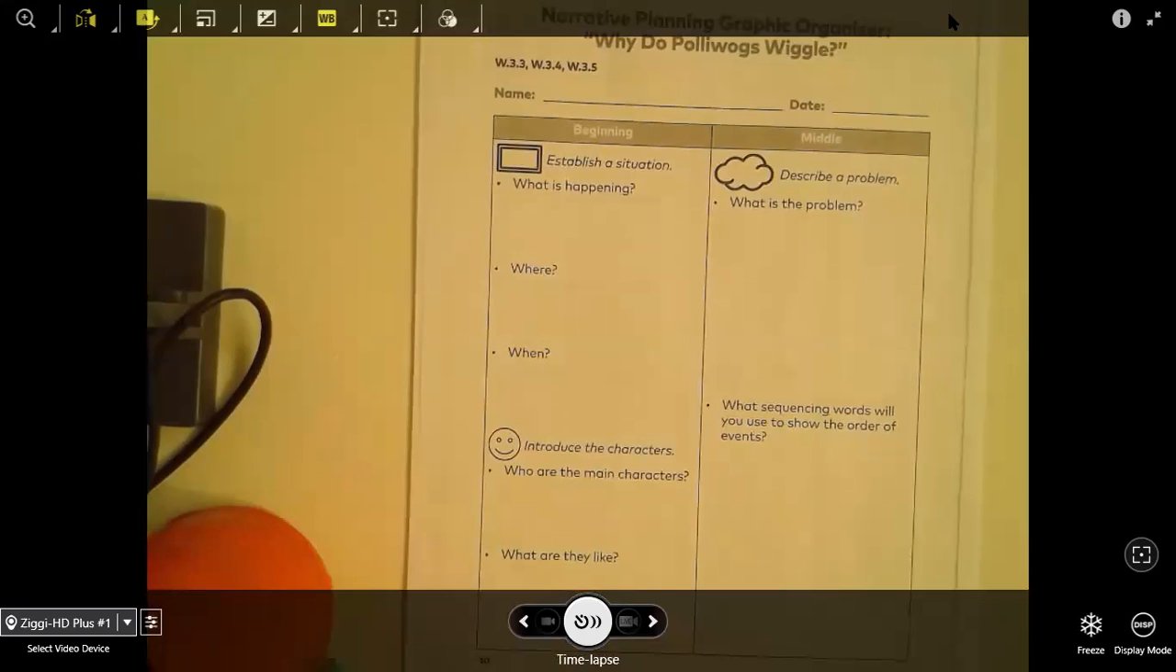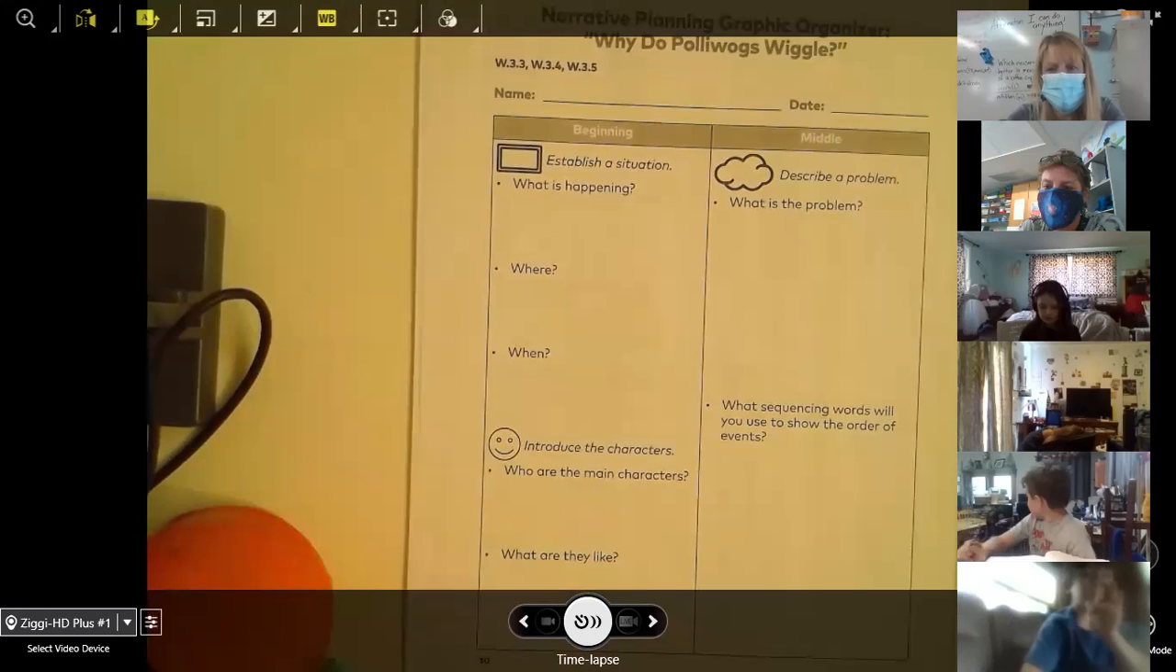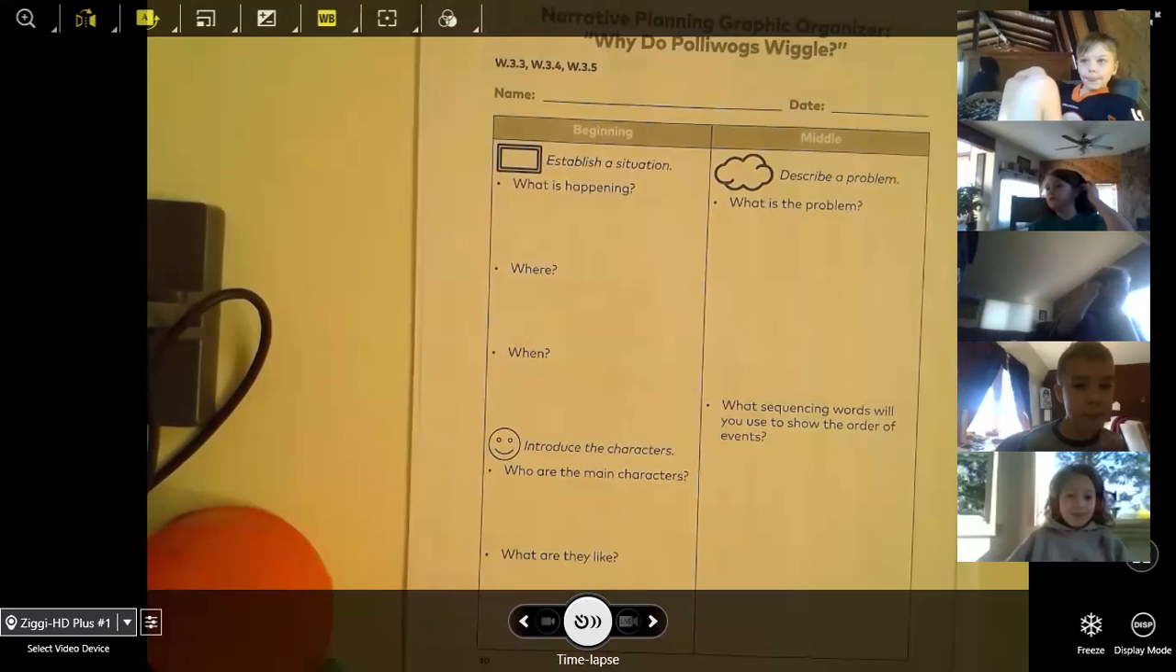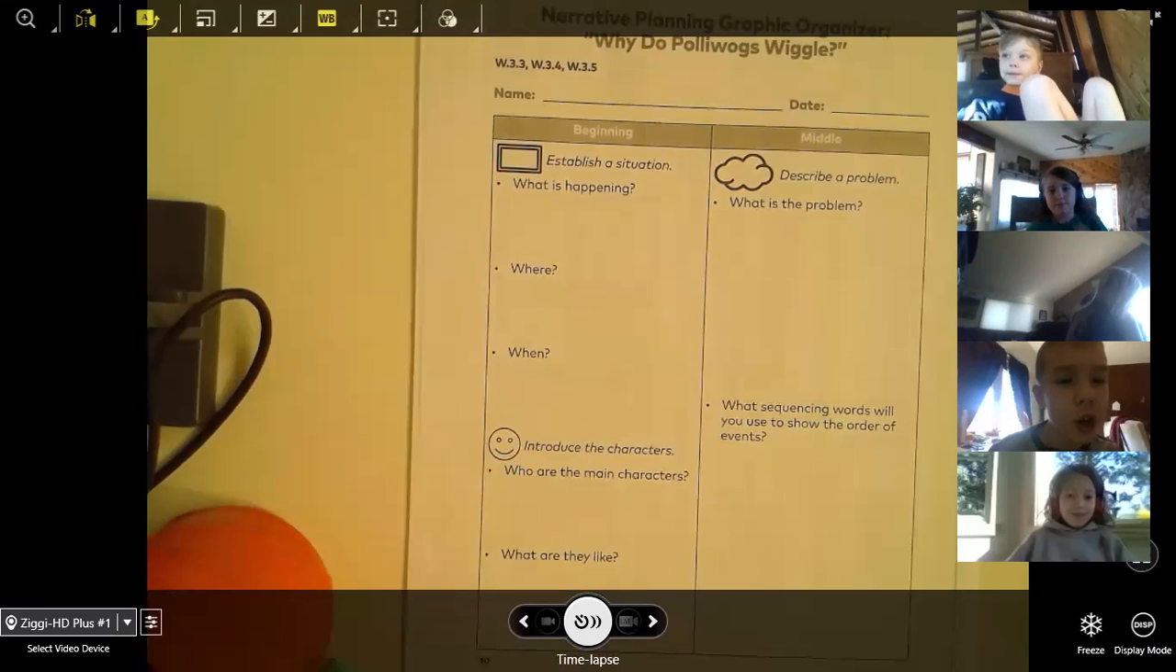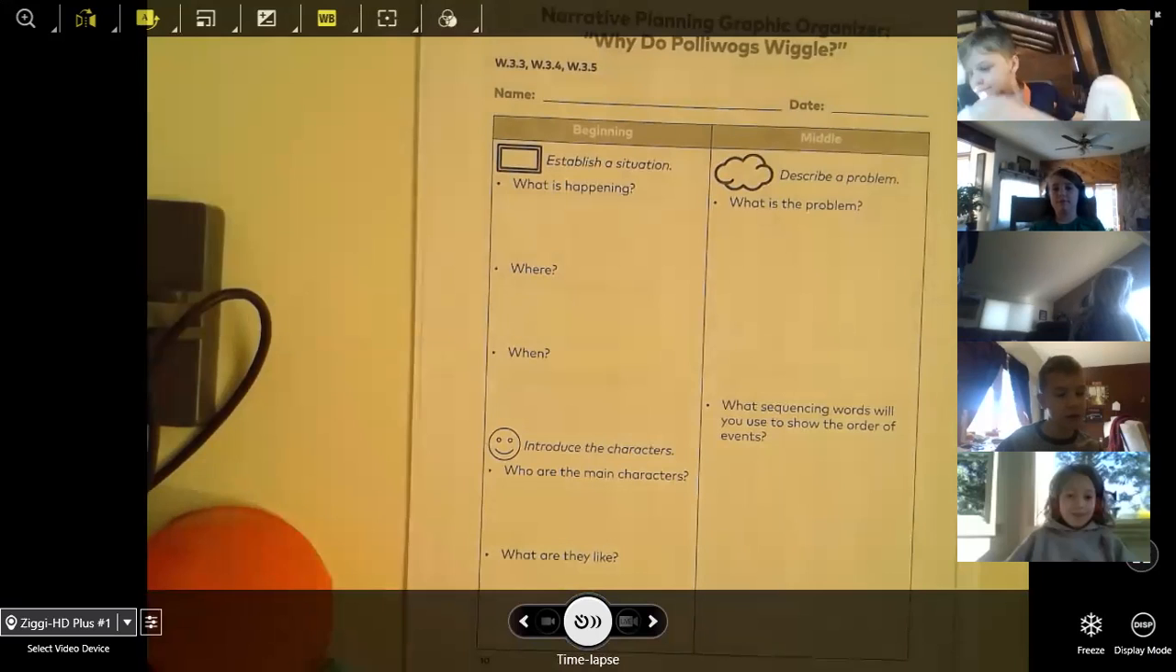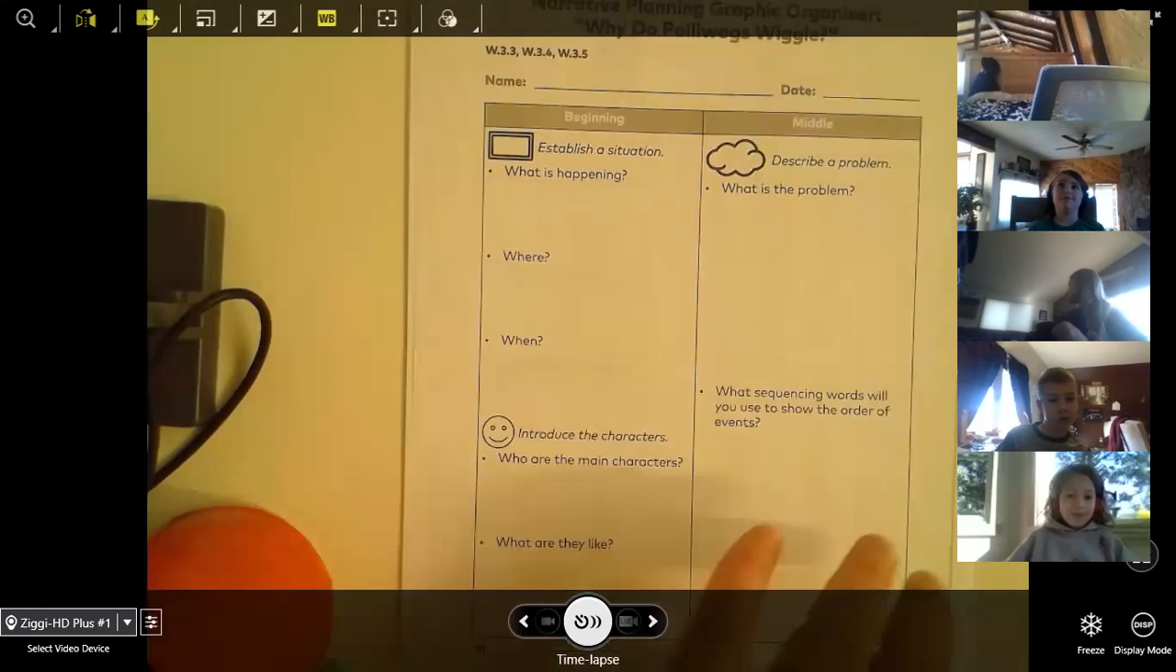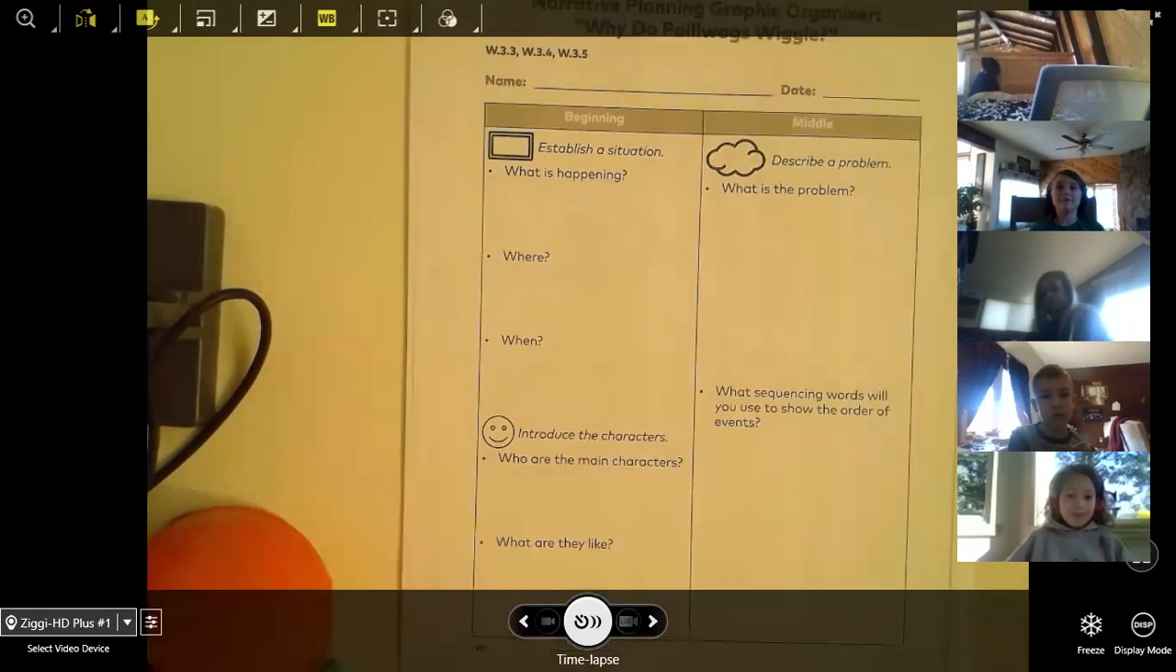All right, Leo, I got your popsicle stick. Any ideas about how or why pollywogs would wiggle? Mr. Leo, what do you think? To run away from enemies. To run away from enemies. So kind of like what the other class did to get away from a fish? Or we could be a different animal though? Okay, I like it. Good job. How about Max?